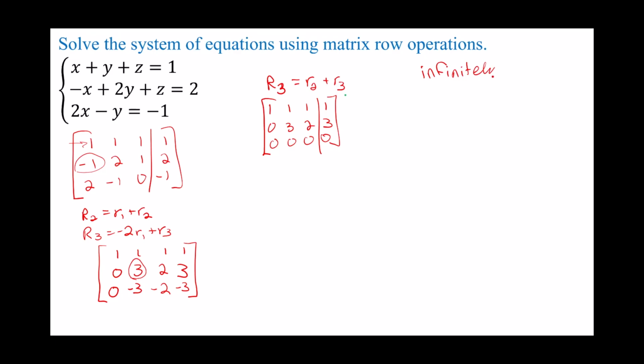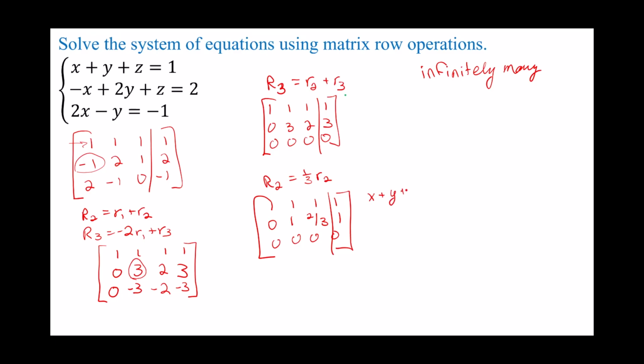Now to write those solutions, I'm first going to rewrite this. So my new row 2 will be 1/3 the old row 2. So I'm just dividing that middle row by 3 or multiplying by 1/3. Okay, so now what I have, if I write this as a system of equations, the first one says x plus y plus z equals 1. The second one says y plus 2/3 z equals 1. Now I want to write everything in terms of z. So in my final answer, I'm going to have a z as the final part in my ordered triple.